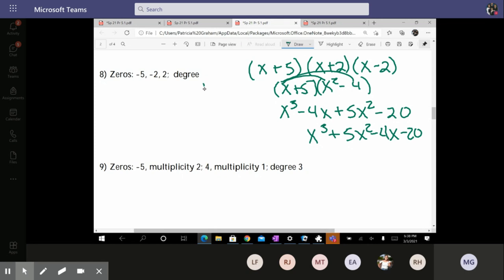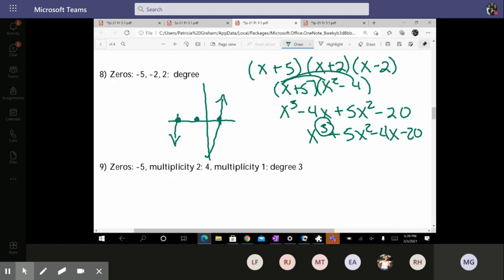Okay, so when I go to graph this, I've got in behaviors -5, -2, +2. It's got to be there. It turns, and this is going to come all the way down to 20.